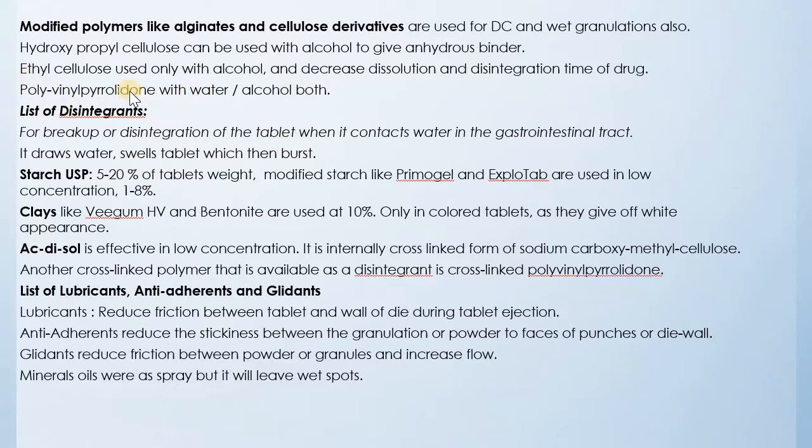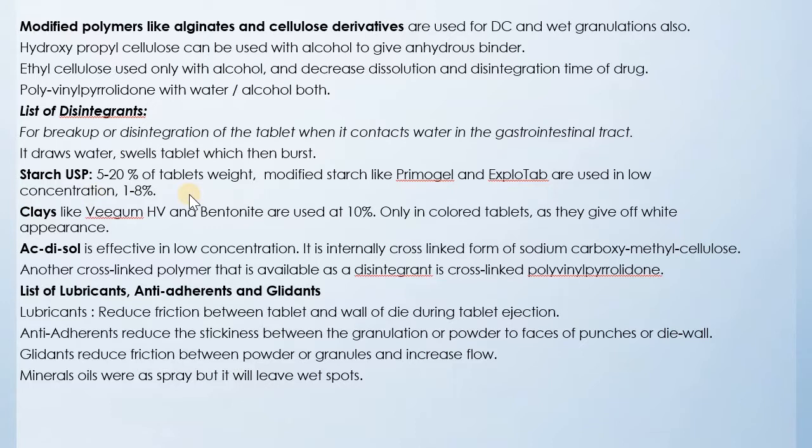Then comes the list of disintegrants. The disintegrants help to break up the tablet when it comes in contact with the water in the GIT. It draws water, then it swells the tablet, and then it leads to bursting. The disintegrant list is as starch USP, which is 5 to 20% of the tablet weight. The modified starches like Primogel and Explotab are also used in low concentration, which is 1 to 8%.